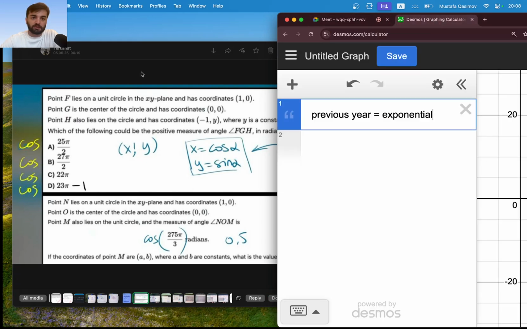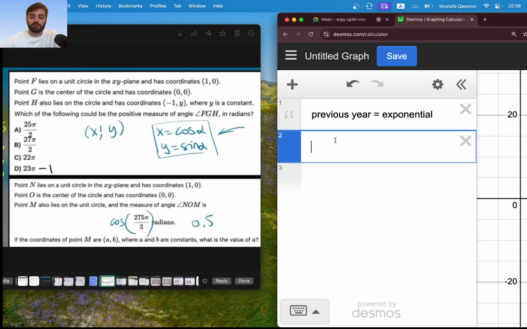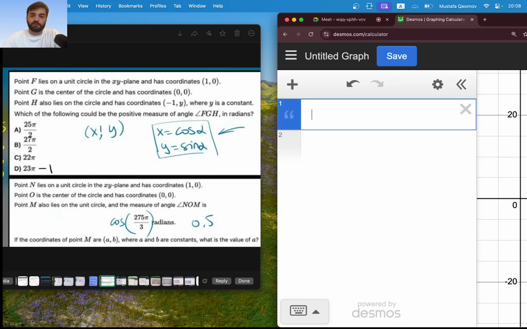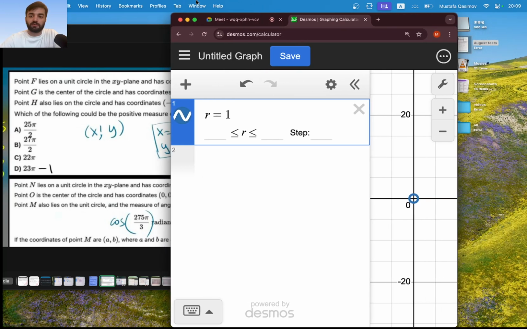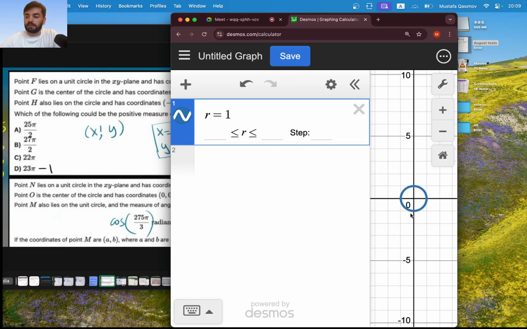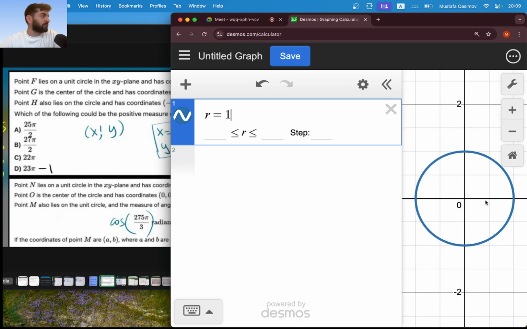Okay, let's look at this question. It is related to the unit circle. What's the meaning of unit circle? Unit circle is this one. When you write r is equal to 1, you will get the unit circle on the xy plane, like this. Okay, I hope you understand.